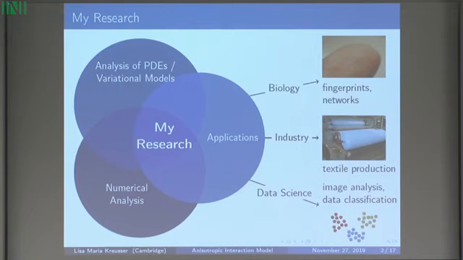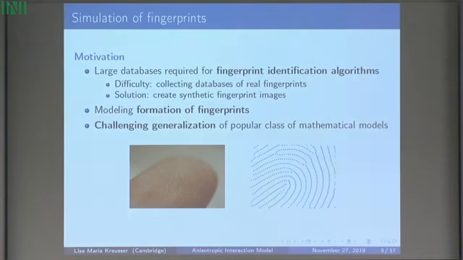For instance, for describing biological networks, we're interested in considering PDEs or graphs, which also involves quite a lot of mathematical analysis and numerics. And there are also a number of applications in industry or data science where I've been working on those mathematical models and did both analysis and numerics. But as I said before, today I'm going to focus on the application of simulating fingerprint patterns.